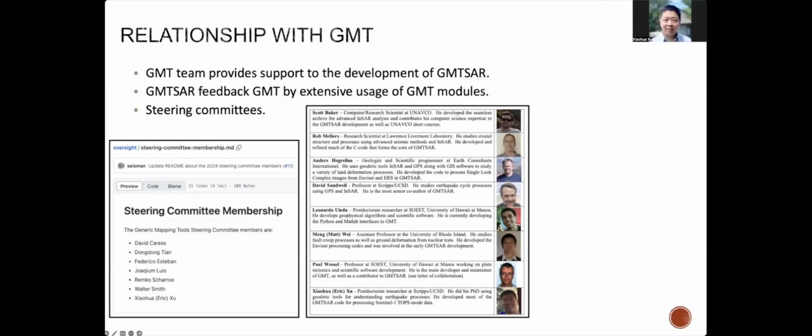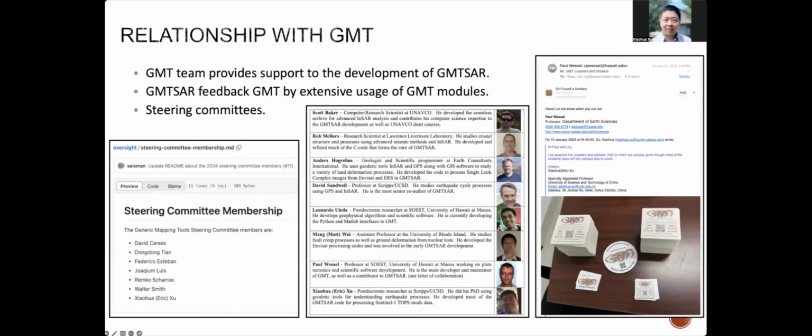I am currently on the GMT steering committee, and Paul was on ours, and we are also actively looking for a replacement since Paul left us. Another type of interaction is that we constantly exchange gifts, mostly us bugging the GMT team for coasters and stickers. And the feedback that we provide is when we run out.